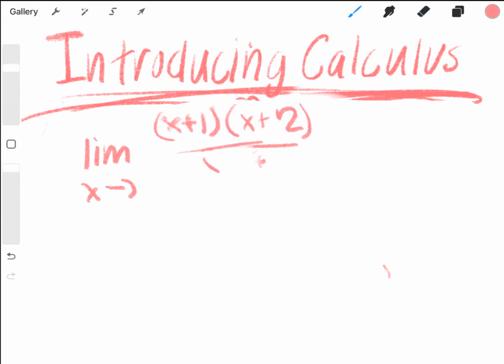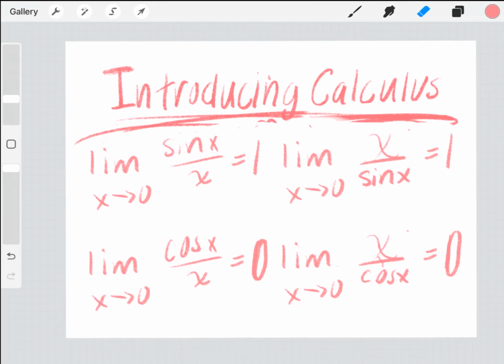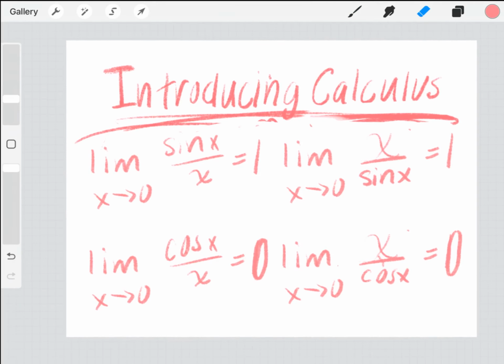Now there's also a little bit of memorizing you need to do. There are 4 trig cases that I am showing on the screen right now that you have to memorize. Later in the year we'll show you how to evaluate these without needing to memorize them. You have to use something called L'Hopital's rule, which you can look up on your own if you want, because we don't cover that yet. We'll cover that later in the year.